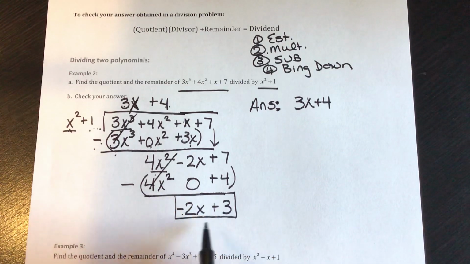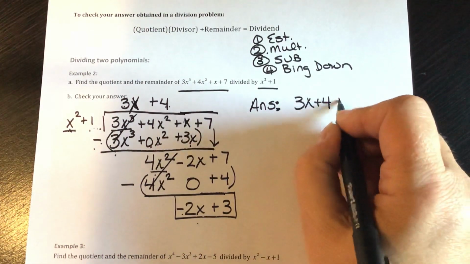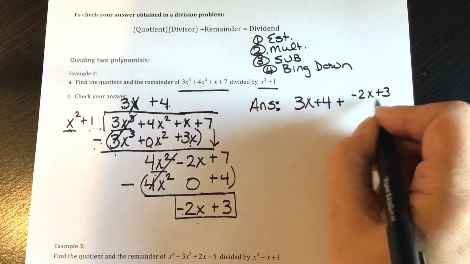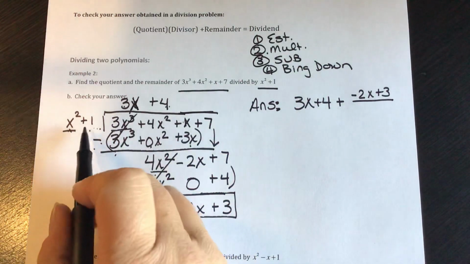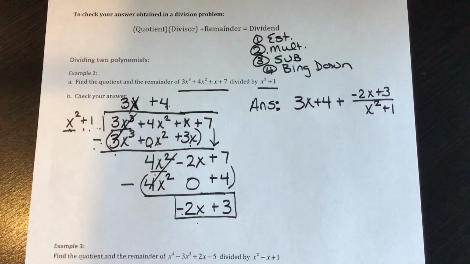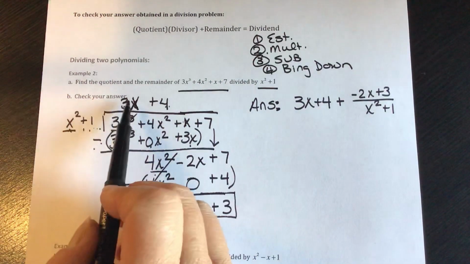And we're going to write this as a fraction. So I'm going to say I have plus negative 2x plus 3 over my divisor, which is x squared plus 1. All right, so it asks us to check our answer.